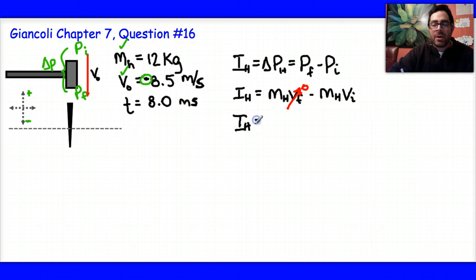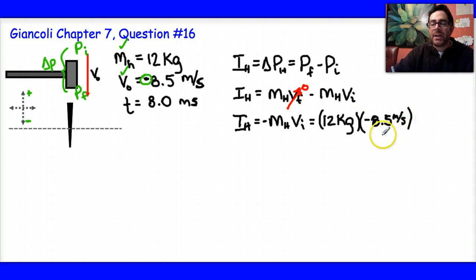The impulse on the hammer is equal to the mass of the hammer, and this is negative, by the way, because I'm dealing with this term over here on the right, times the initial velocity of the hammer, and therefore I get 12 kilograms, the mass of the hammer, times this negative 8.5 meters per second. And this negative sign that I have here cancels out with the negative sign in the velocity, and I'm going to get about 100 kilogram meters per second. And that's going to be the impulse due to the change in momentum of the hammer.